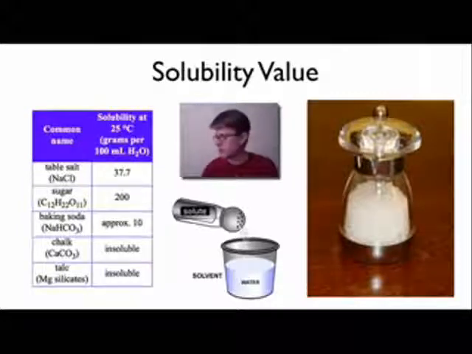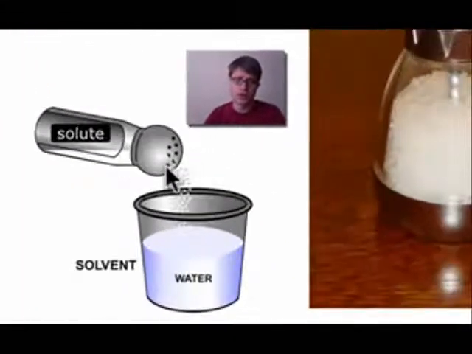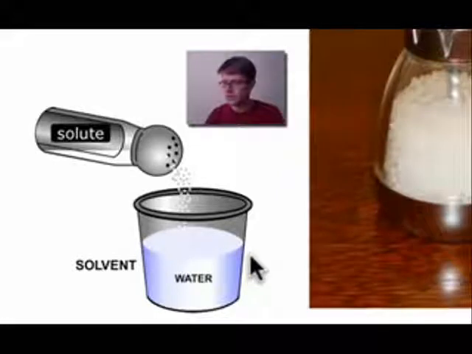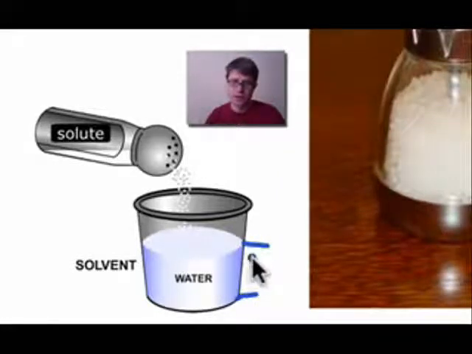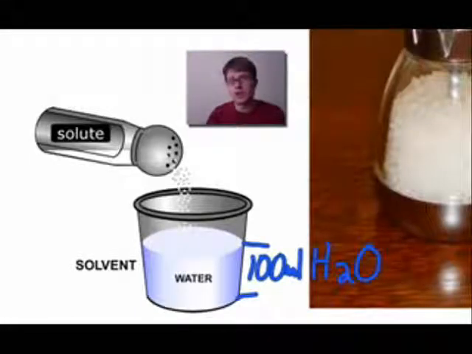And so right here we've got a picture of a solute sitting inside something that looks like a salt shaker. And then we've got solvent. And so in this case the solvent is going to be exactly 100 milliliters of H2O. And so if you look at this value over here, the solubility value for each of the different solvents is going to be a little bit different.